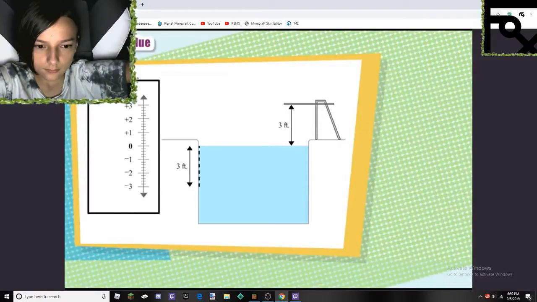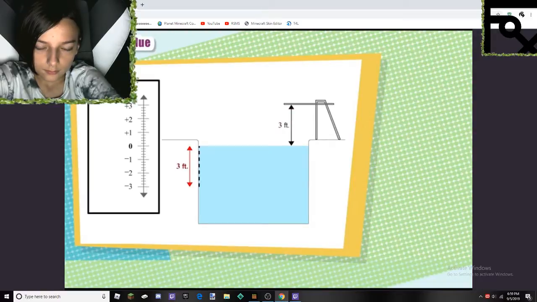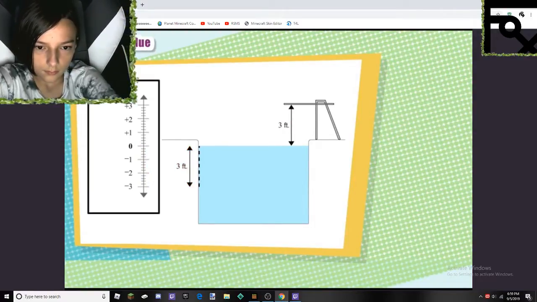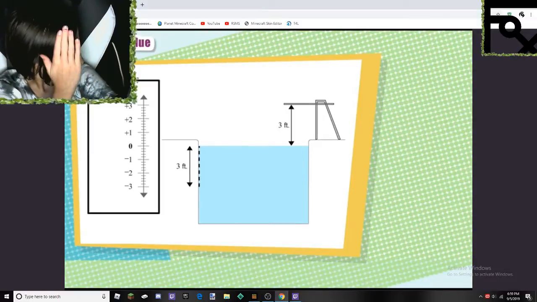If we think of the water surface as 0, we can represent the location of the diving board as the coordinate positive 3, and the location of the bottom of the ladder as the coordinate negative 3. Both distances equal 3 feet, but the sign in front of each coordinate tells us if we're above the water or below it.